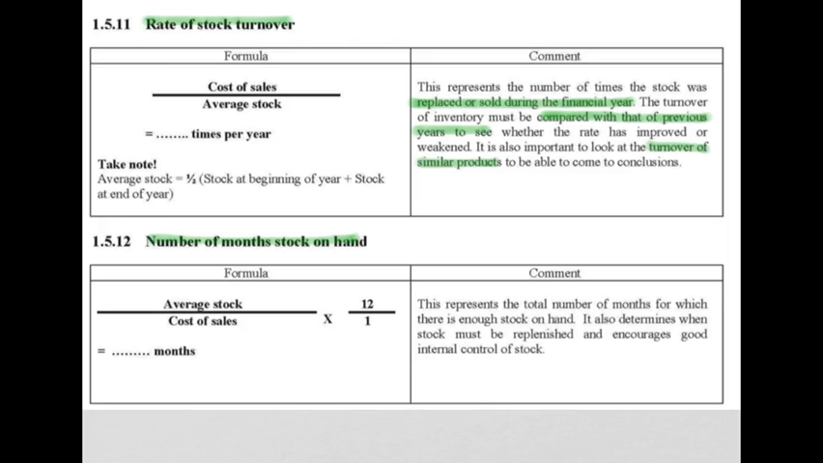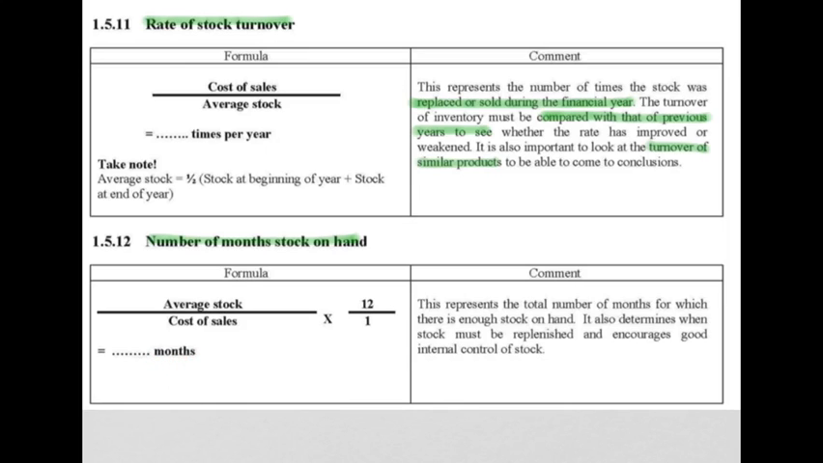The next calculation of stock has to do with the number of months that you have stock on hand. So now I just flip that calculation of rate of stock turnover, and I flip it over and I see my calculation reads average stock on top and cost of sales at the bottom, and I times it by 12 over 1 because I want my answer to be in months. You can also times it by 365 over 1 if you want your answer to be in days.